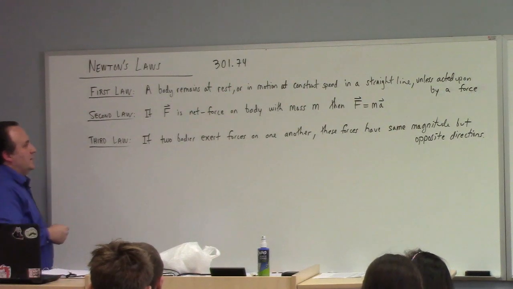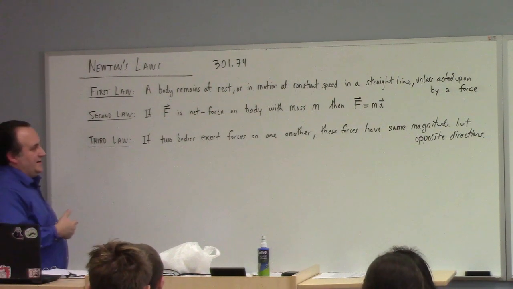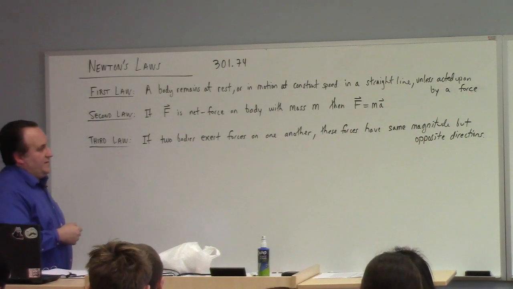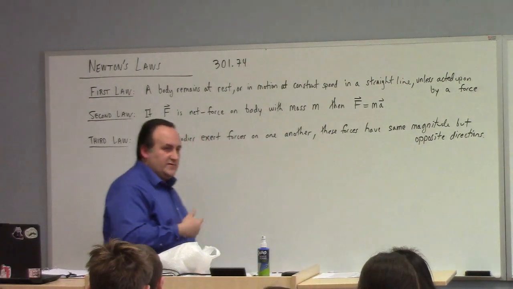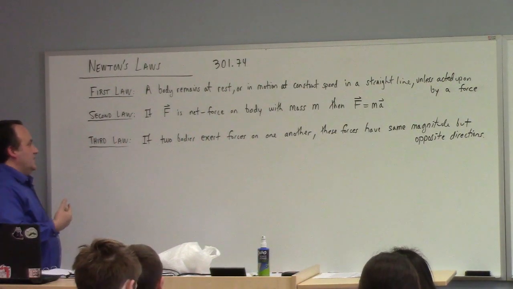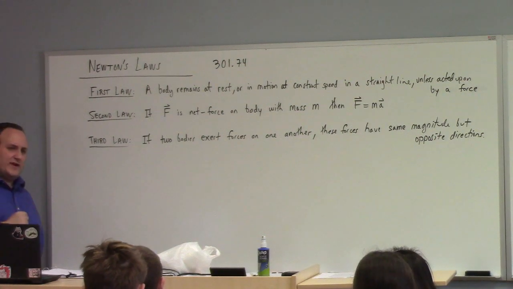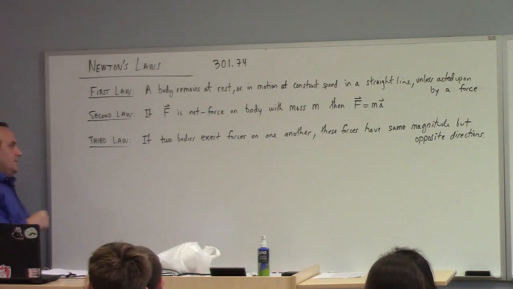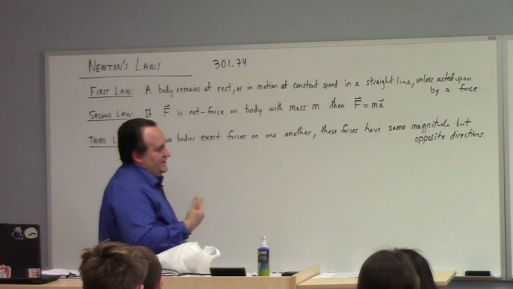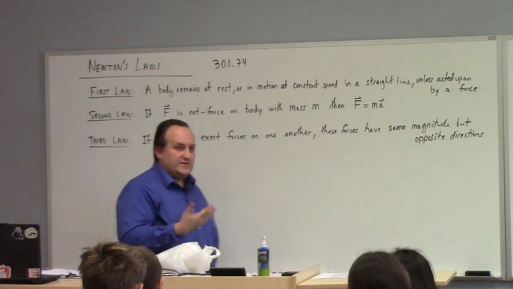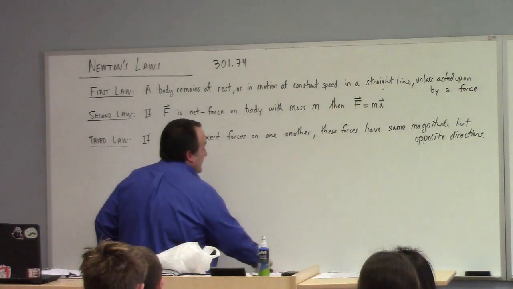All right. Second law. If F is the net force on a body with mass M, then the force is equal to the mass times the acceleration of the body. All right, that's Newton's second law. Newton's third law, which we won't use so much before the first test, right? We'll get back to this more after the first test, is that if two bodies exert forces on one another, these forces have the same magnitude but are in opposite directions.